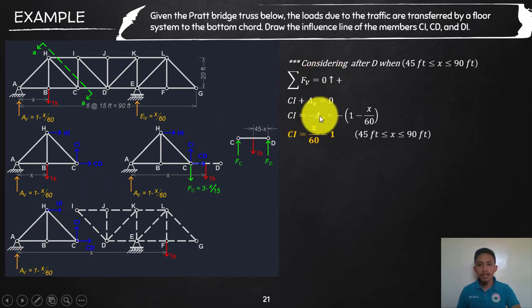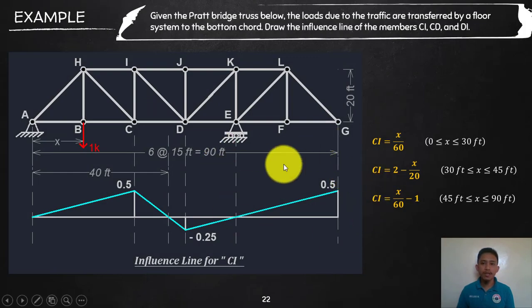Your CI will go negative AB, but your AB is of course the value 1 minus x over 60. So simple algebra, this will just become positive, and that will become negative, and then that equation or response is good for 45 to 90 value of the distance x. Okay, so now we are ready to draw, given the response equations from 0 to 30, 30 to 45, and then 45 to 90.